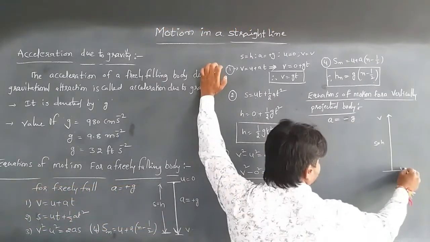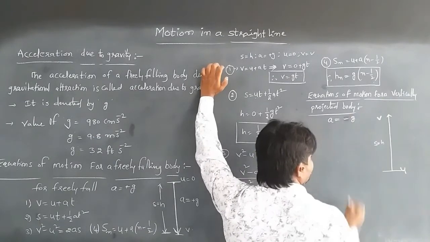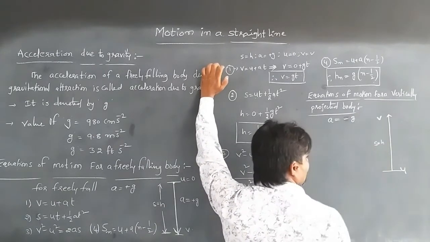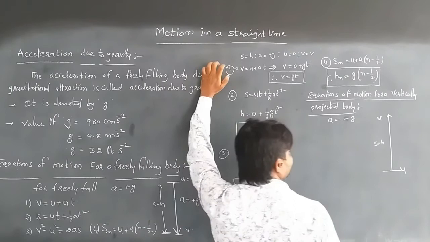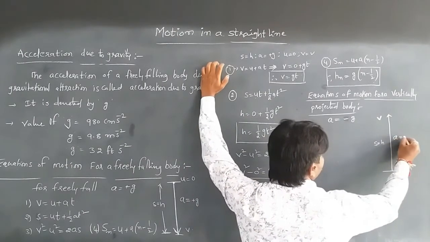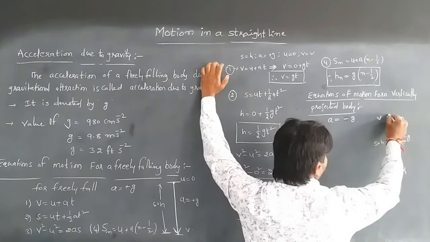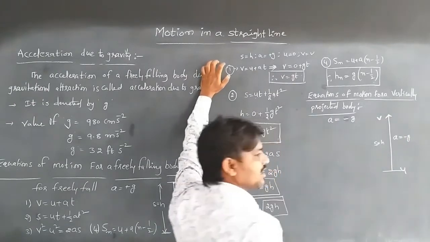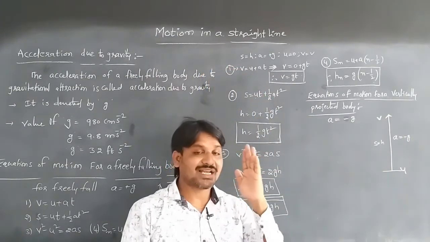Here initial velocity is there, final velocity is there, the displacement will be s is equal to h, the distance travelled by the body, and the acceleration will be a is equal to minus g whenever the body is projected vertically upwards.